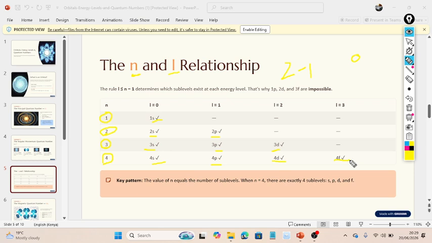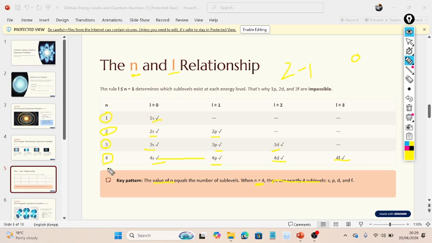This is the possible combination that we can get. So the key pattern is that the value of n equals the number of subshells. For example, at the fourth energy level, the principal quantum number 4, we are going to get exactly 4 subshell levels, which are the s, p, d, and f, meaning all the orbitals are at the principal quantum number 4.